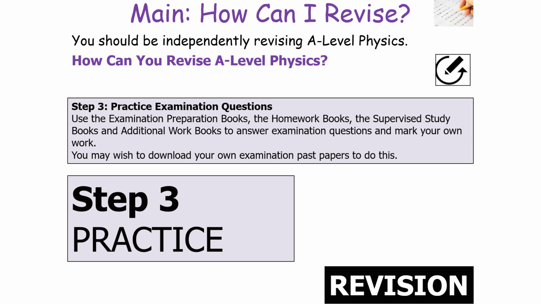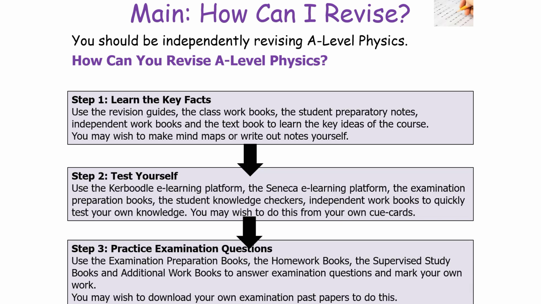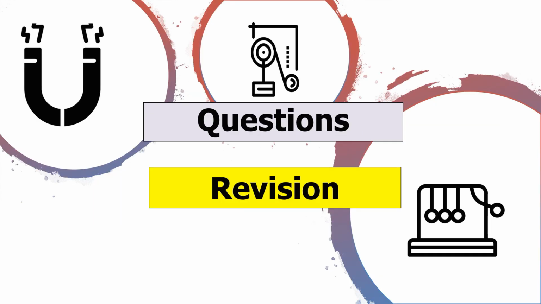Then this third step is then to practice examination questions. So use examination prep books, homework books, supervised study books, additional workbooks to answer examination questions and mark your own work. Now you may wish to download your own examination papers to do this. So these 3 steps of learning the key facts, testing yourself, and then practice examination questions are the way in which you can prepare for an AQA A-Level Physics examination. So let's now have a look at step 3, practicing some examination questions.